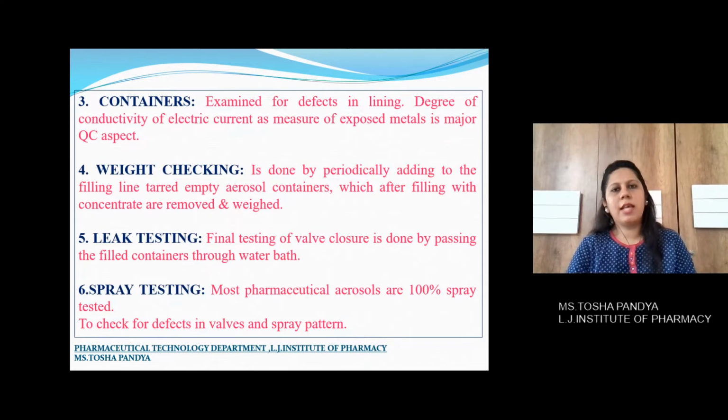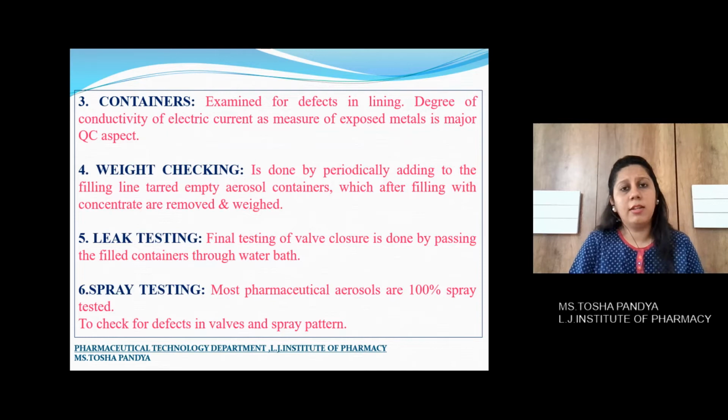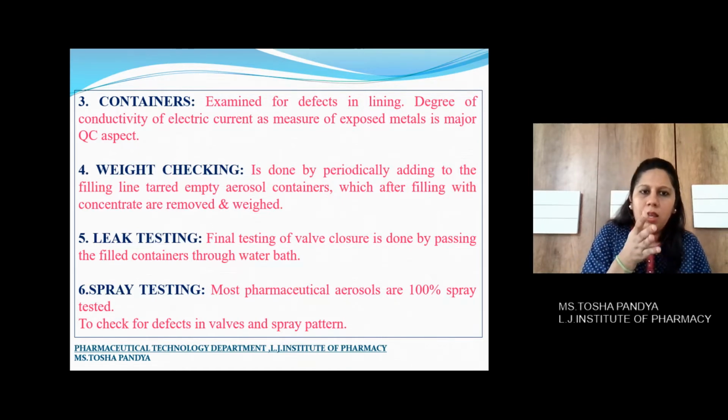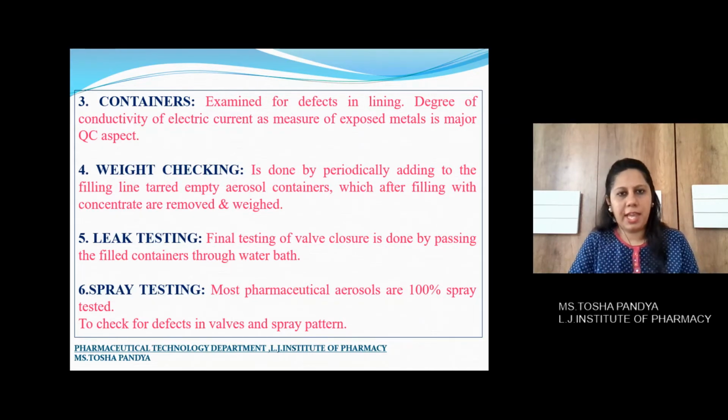The containers are examined for any defects in the lining. The degree of conductivity of electric current as a measure of exposed metals is a major QC aspect here. The glass containers are also examined for any defects in the container. Okay, the weight checking is done by taring the empty container and then filling the container and weighing it again.